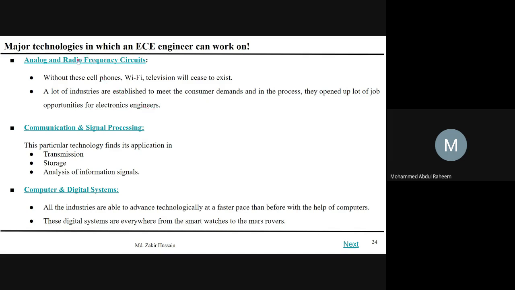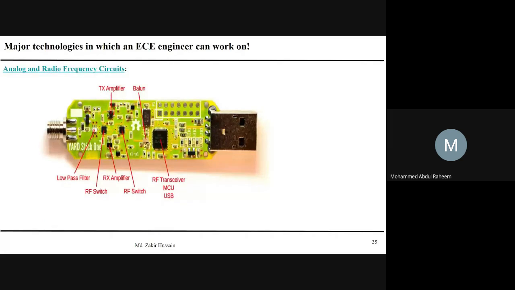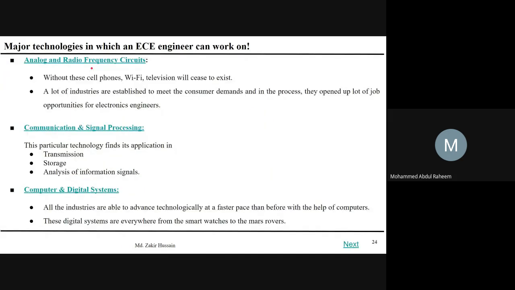You see this analog and radio frequency circuit picture here. This small, tiny one on your screen has several circuits: one is a transmitter, one is a receiver, some filters, whatnot. So who has developed this? You people, electronics and communication engineers. Without you, do you think a cell phone will work? Without you, do you think Wi-Fi will work? So you have plenty of opportunities.